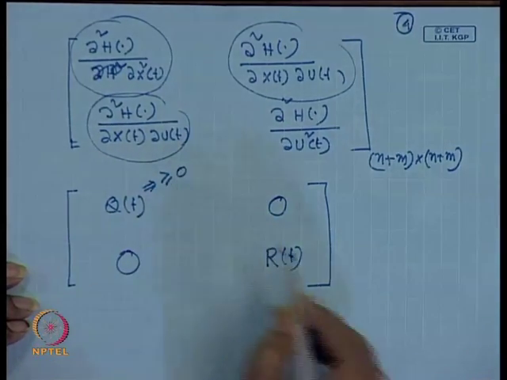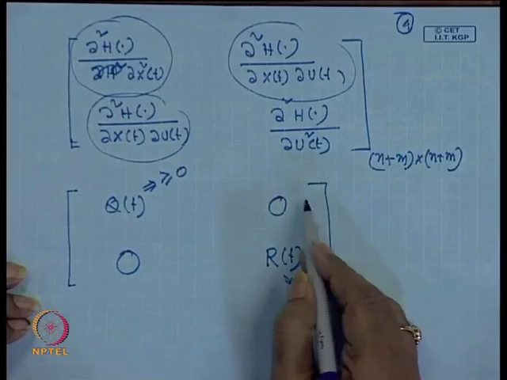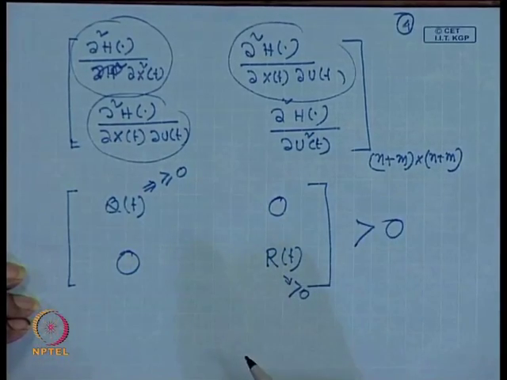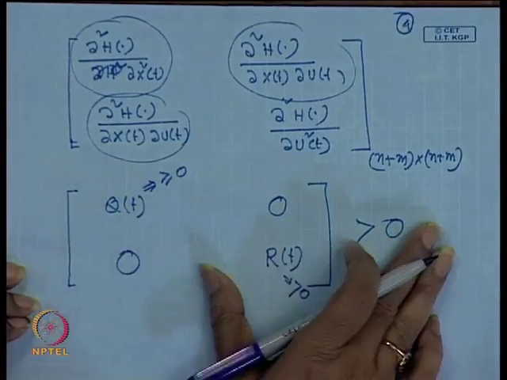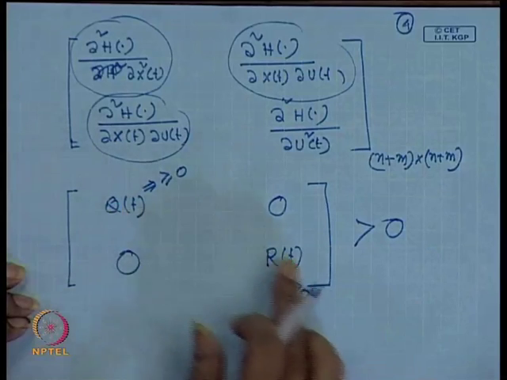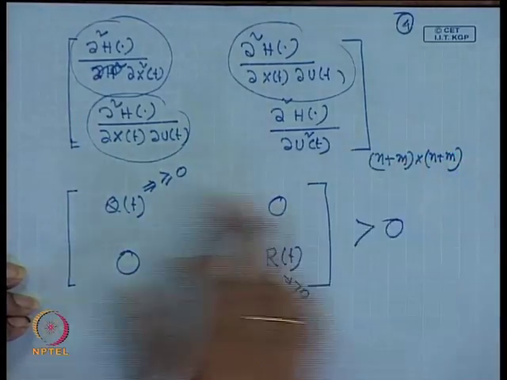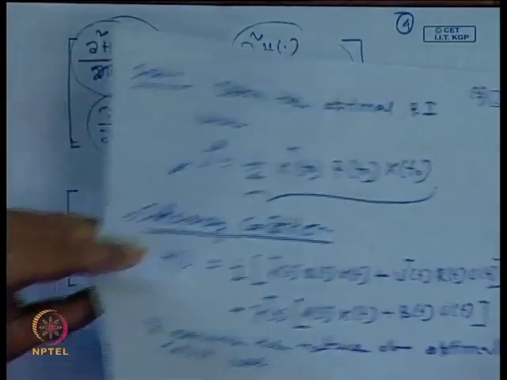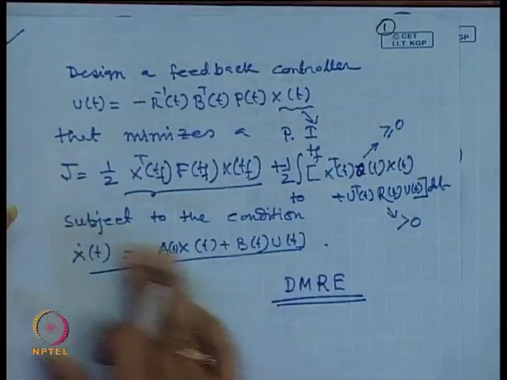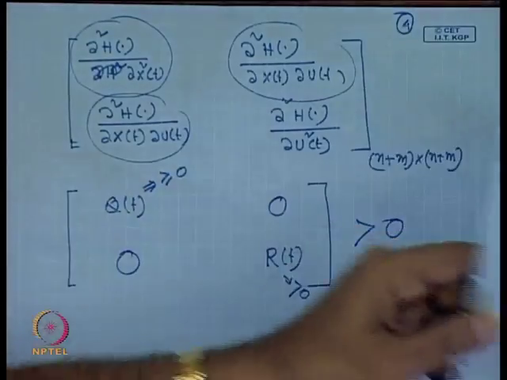this is a positive definite matrix, this matrix is always a positive definite matrix. So, if this matrix is a positive definite matrix, which is obvious, and we have selected the q state weighting matrix and the input weighting matrix based on some physical considerations, so this will be greater than 0. So, the objective function value that we get will give you the minimum value of the function obviously.